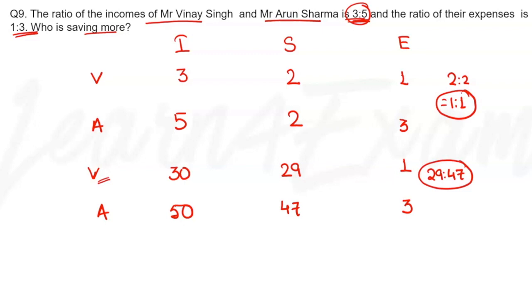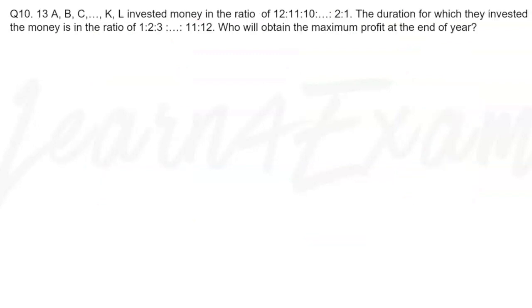Now here they saved the same, here Mr. Arun is saving more. Now in one question there cannot be two different answers, right? So if here the savings were the same, here as well the savings should have been the same, but they are not. So we cannot essentially find a proper correlation between these two figures, we do not have further information. Hence, the answer for this question is cannot be determined. Right? Let's move into the next question.